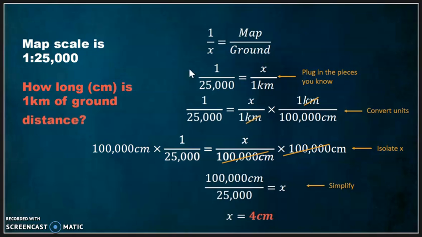We plug in the pieces that we know. Here's our scale, and here is our representative fraction that we want to know. Again, we have that ground distance of 1 kilometer, and we're looking for that map distance here. We want to convert our kilometers to centimeters. Obviously we can't measure a kilometer on the map itself. We need to convert it to a smaller unit, and so we're doing that. There's 100,000 centimeters in 1 kilometer, and so we're solving for that.